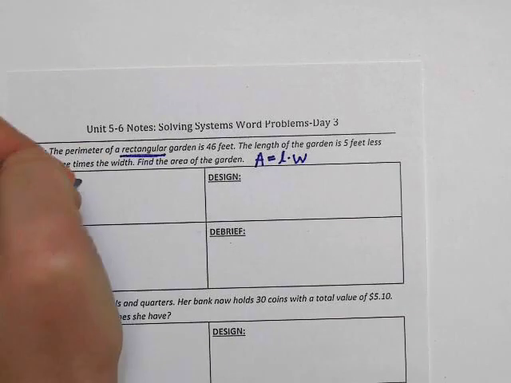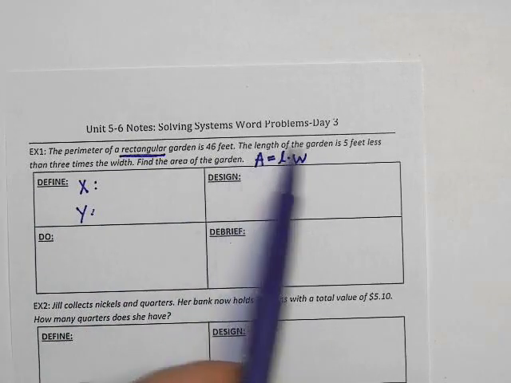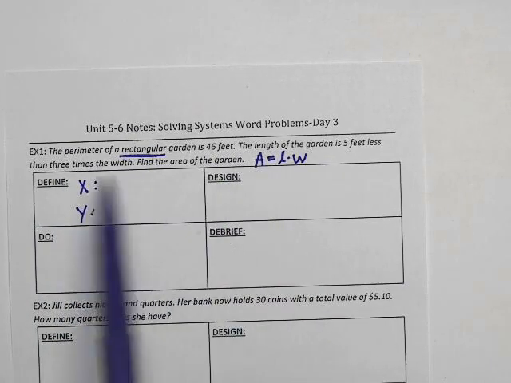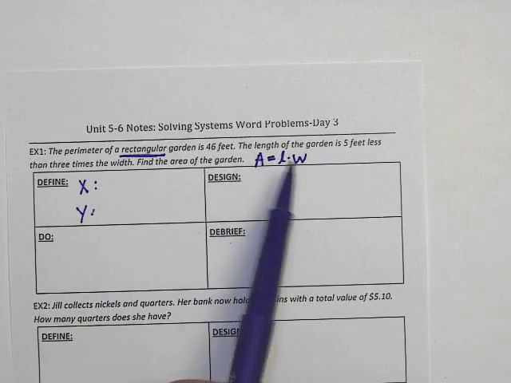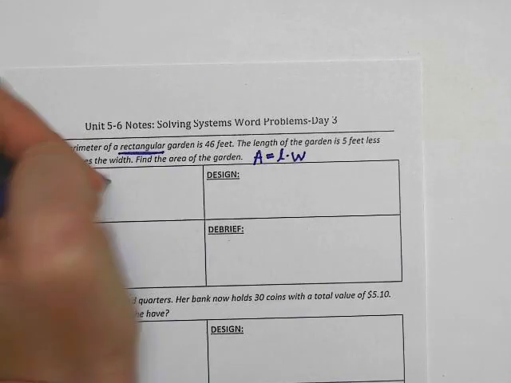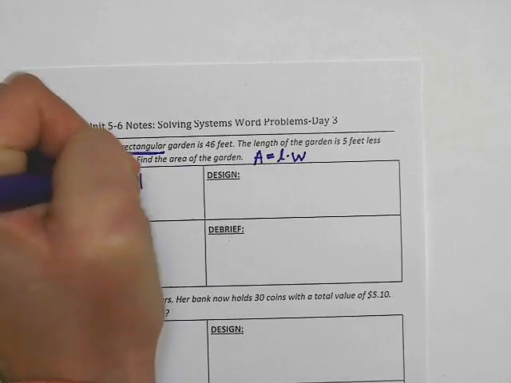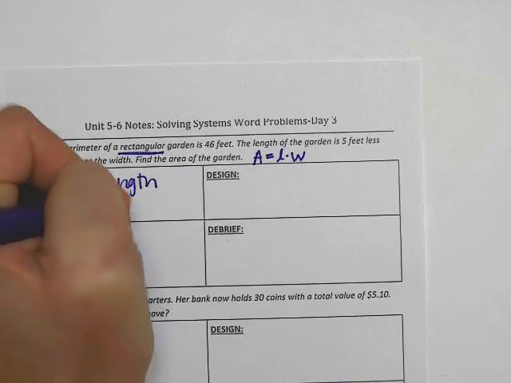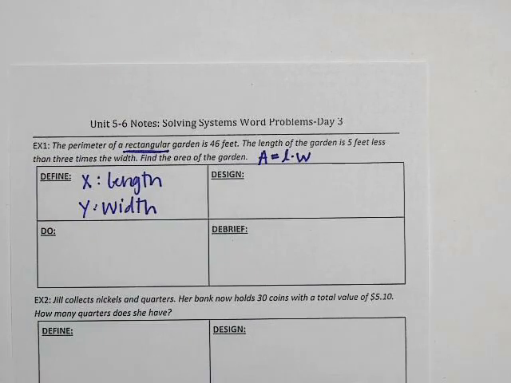So my first box, when I identify X and Y, aren't we talking about length and width in the problem? The length is 5 feet less than 3 times the width, and I have to know length and width to find the area. So would it make sense to have X be length, Y be width? Okay. What's step 2 mean? Step 2 means get the equations.